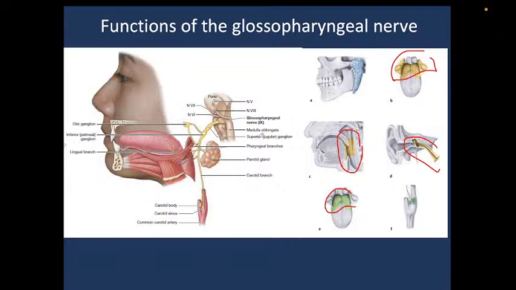The motor fibers of the glossopharyngeal nerve innervate the stylopharyngeal muscle, only one muscle, quite small, starting from the styloid process. Visceral fibers synapse in the otic ganglion, and postganglionic fibers innervate the parotid gland, the biggest salivary gland in our body.